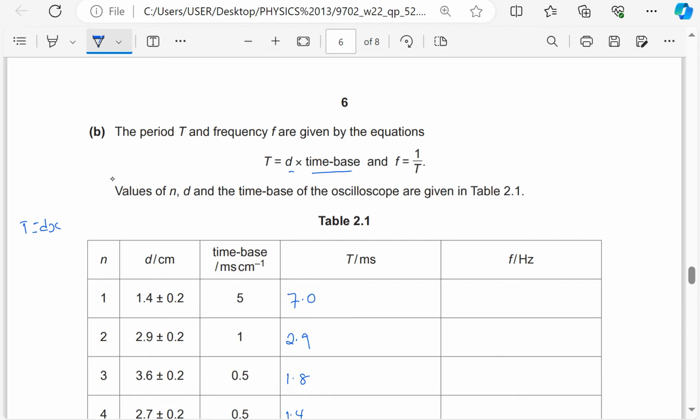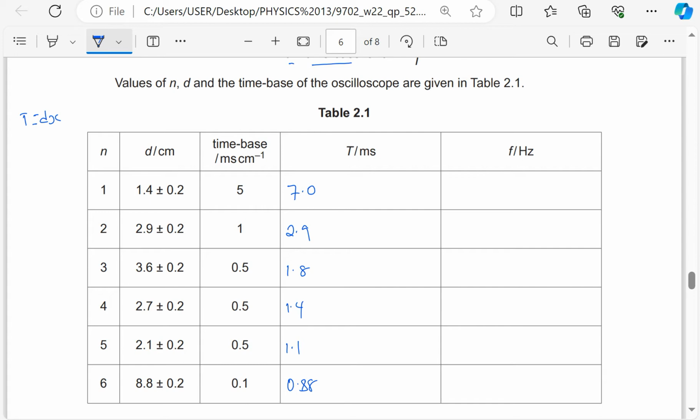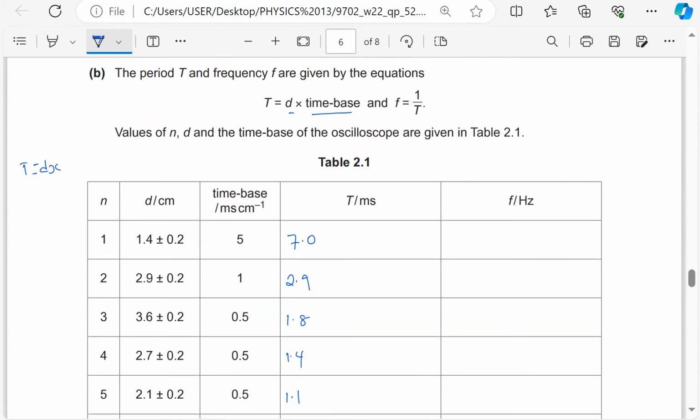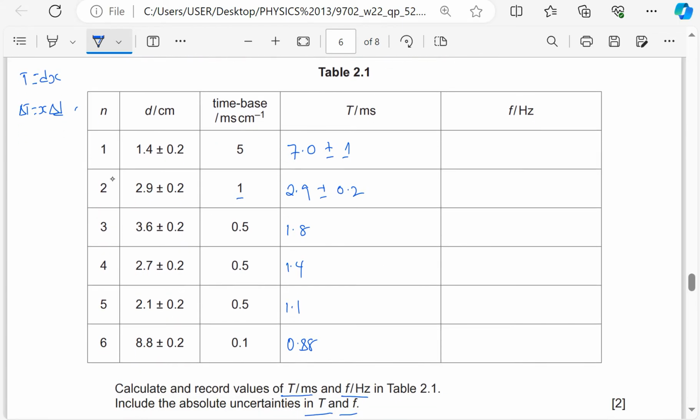The time base is a constant with no uncertainty. D has its uncertainty given, so the absolute uncertainty in T is going to be a constant times the absolute uncertainty in D. Because the time base is a constant number, I'll just be multiplying the constant by the absolute uncertainty. So the first one is 5 times 0.2, which is plus or minus 1. The second one is 1 times 0.2, which is plus or minus 0.2. The third one is 0.5 times 0.2, which is plus or minus 0.1.